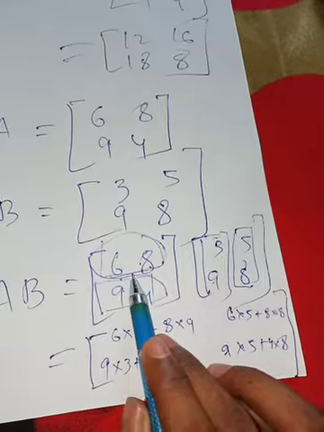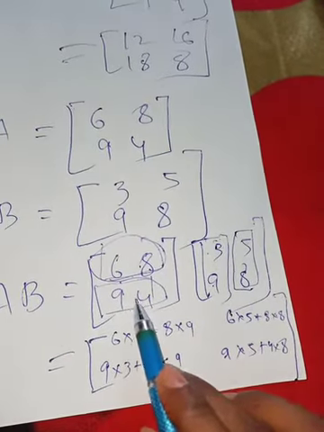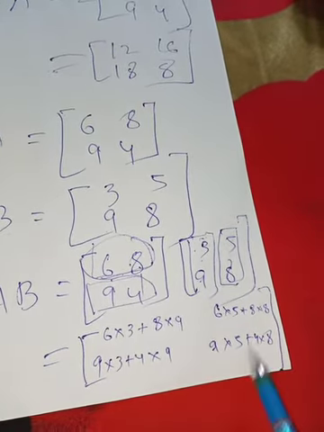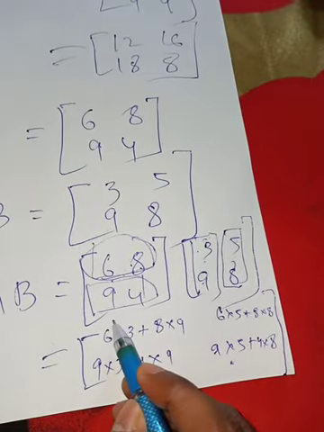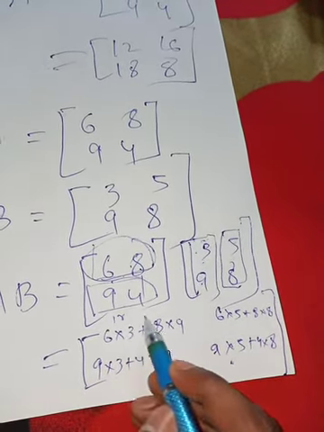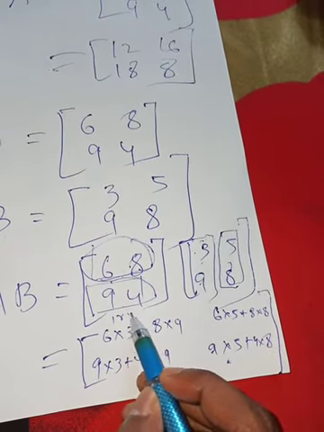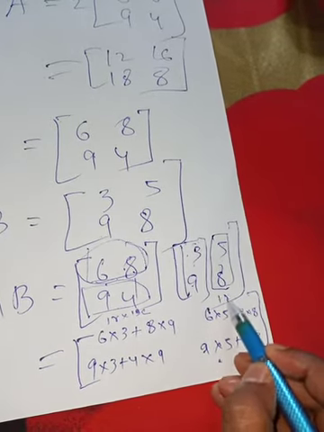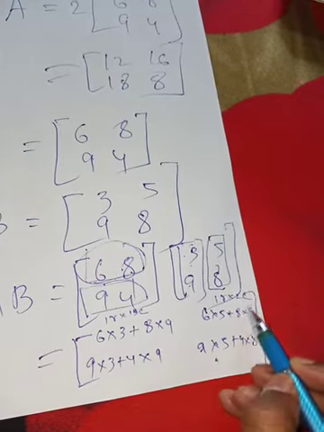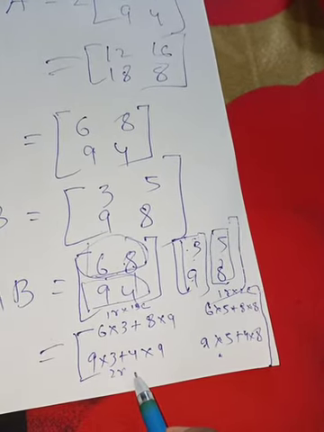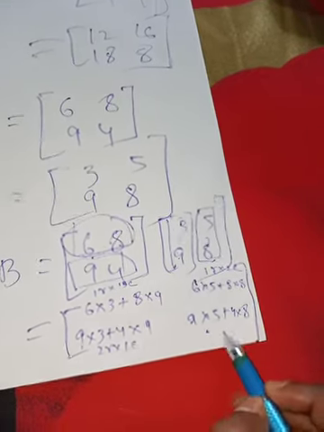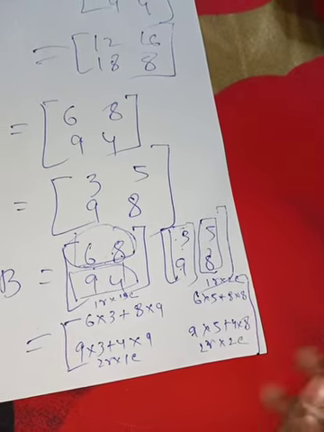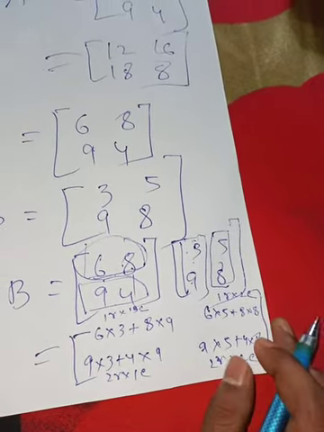Try to understand that. First row, first column; first row, second column; second row, first column; then second row, second column. If I write it, this is the first row into first column, here first row, second column, that is second row, first column, and that is second row, second column. These things you have to understand.